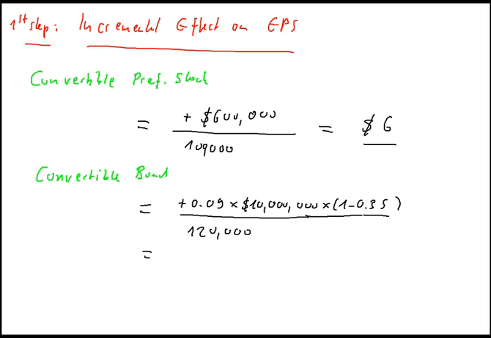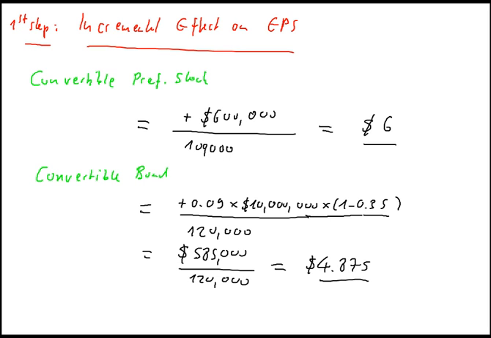Oops, I have to fill in the figures again very quickly in the calculator. So times 0.65. And that gives then $585,000. And we can divide that by 120,000 shares. And that gives then an incremental effect of the convertible bond of $4.875. Now, which of the two potentially dilutive securities is more dilutive? Is it the convertible preferred stock or is it the convertible bond?